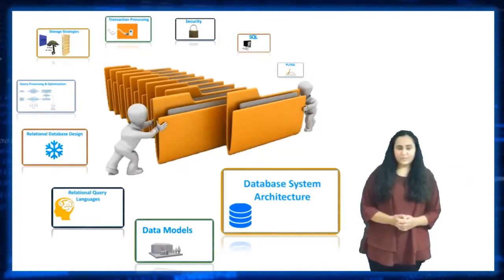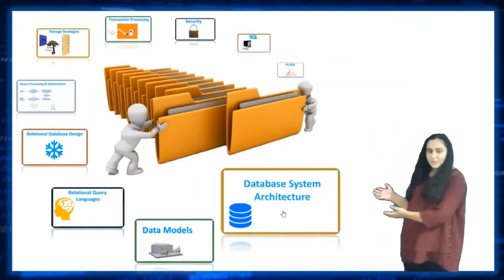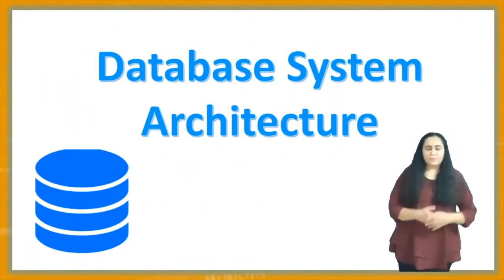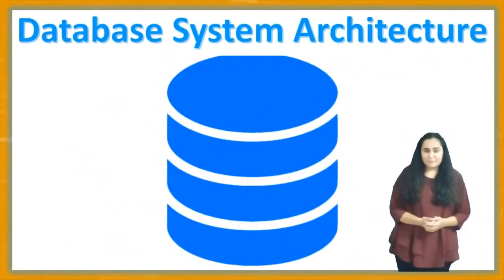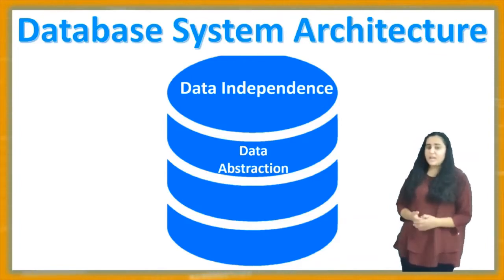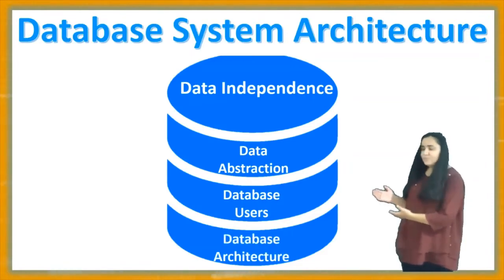The first unit you'll study in DBMS is called Database System Architecture. So let's take a closer look at it, shall we? Database System Architecture gives you the big picture of DBMS. Here you'll study data independence and data abstraction, which provide you ways to hide data from certain users and make it available to certain users. So you'll also study different types of database users and a diagram of the database system architecture.